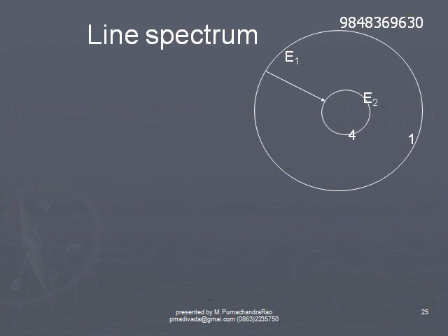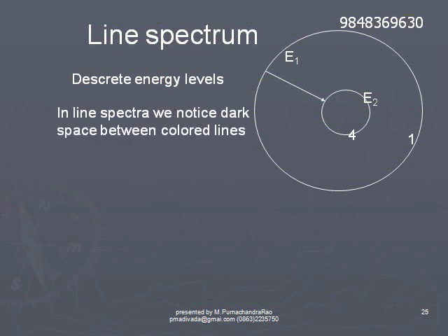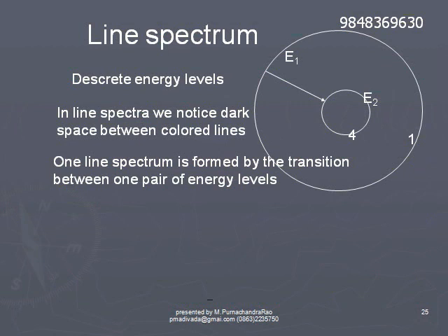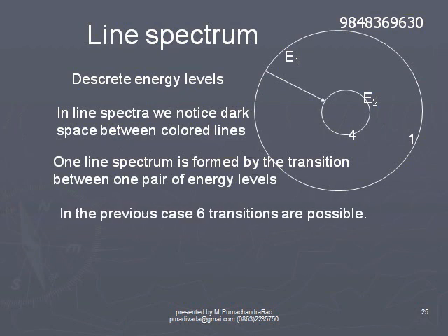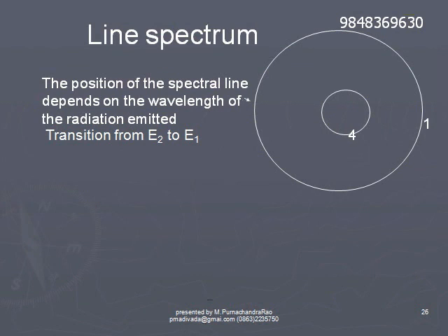Line spectrum. In a line spectrum, we notice discrete spectral lines, colored lines with dark spaces in between. One line is formed if the transition is only between one pair of levels. In the previous case, we have seen 6 transitions are likely, so 6 spectral lines are likely to be formed.